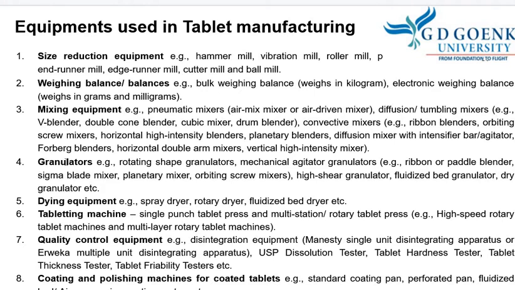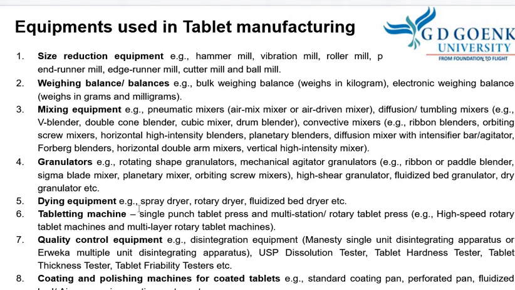Mixing equipment. Either pneumatic mixers are there, diffusion or tumbling mixers are there, V blender, double cone blender, convective mixers, planetary blenders, horizontal high density blenders, rapid mixer granulator. There are several other mixing equipments which are used by manufacturing industries.